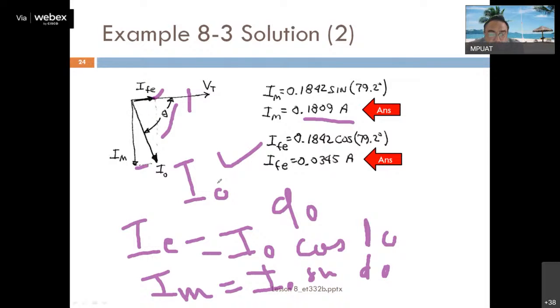Clear? So both concepts are clear, how under no load condition a practical transformer behaves. It has two components, the core loss component and the magnetizing component, and it is lagging in nature.